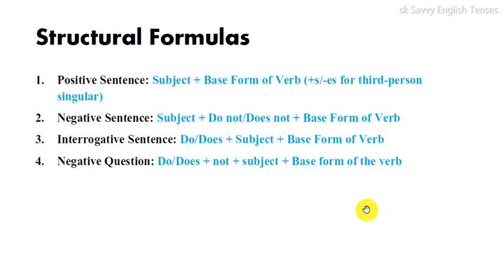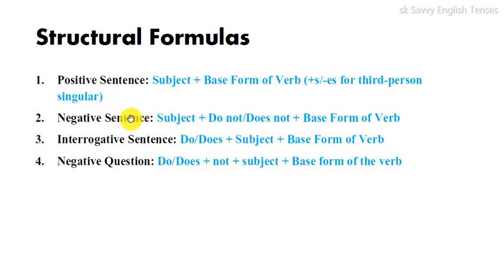Okay, so here we have the structural formulas for the positive, negative, interrogative, and negative interrogative sentences in the simple present tense. The structural formula for a positive sentence is subject plus base form of the verb plus s or es for third person singular.